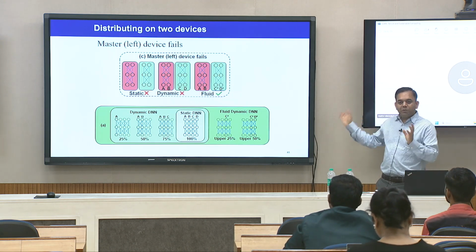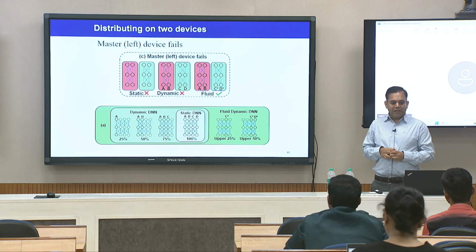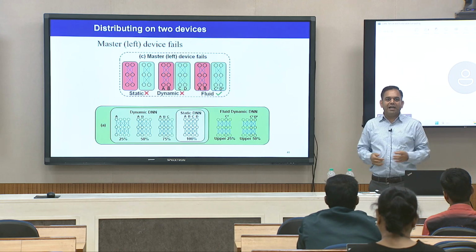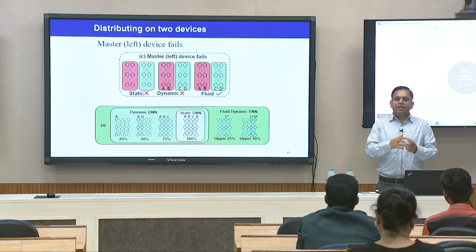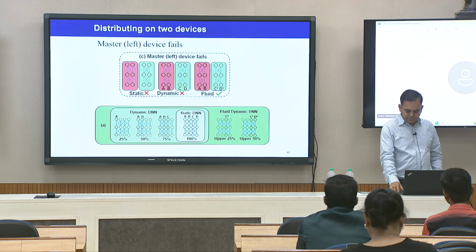So if you do the training in a somewhat twisted way, even if one of the devices fails, you can still get the outputs, and this is more reliable. It makes the system reliable, so you don't need to throw the system out.